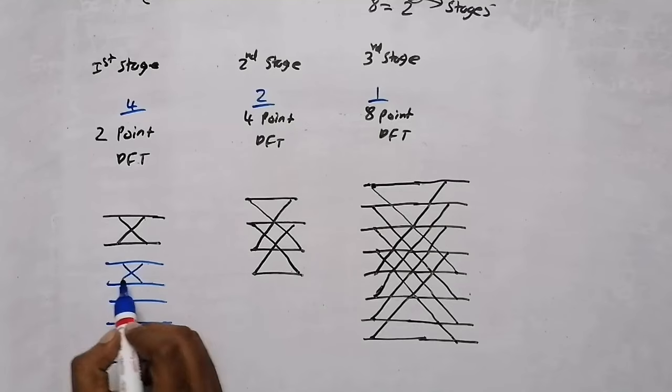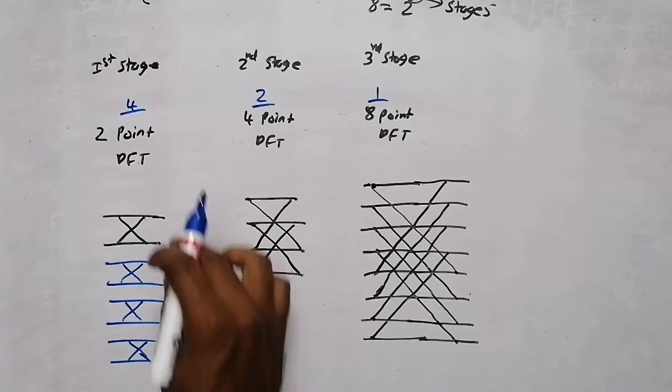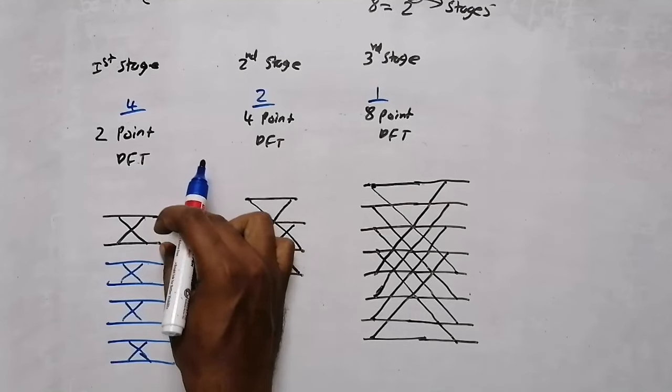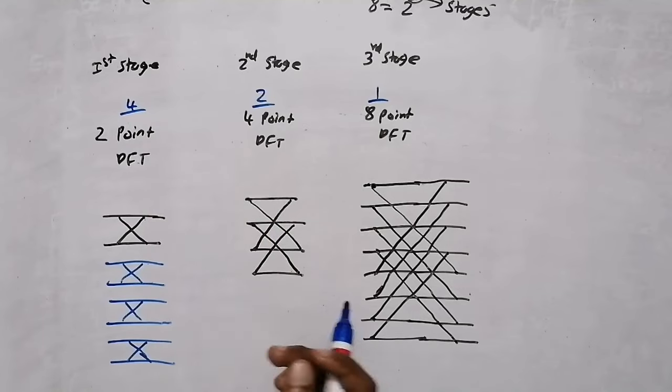So like this, we need to put a cross mark in all four 2-point DFTs. This is the 2-point DFT. Like this, we need to draw four 2-point DFTs. 1, 2, 3 and 4.